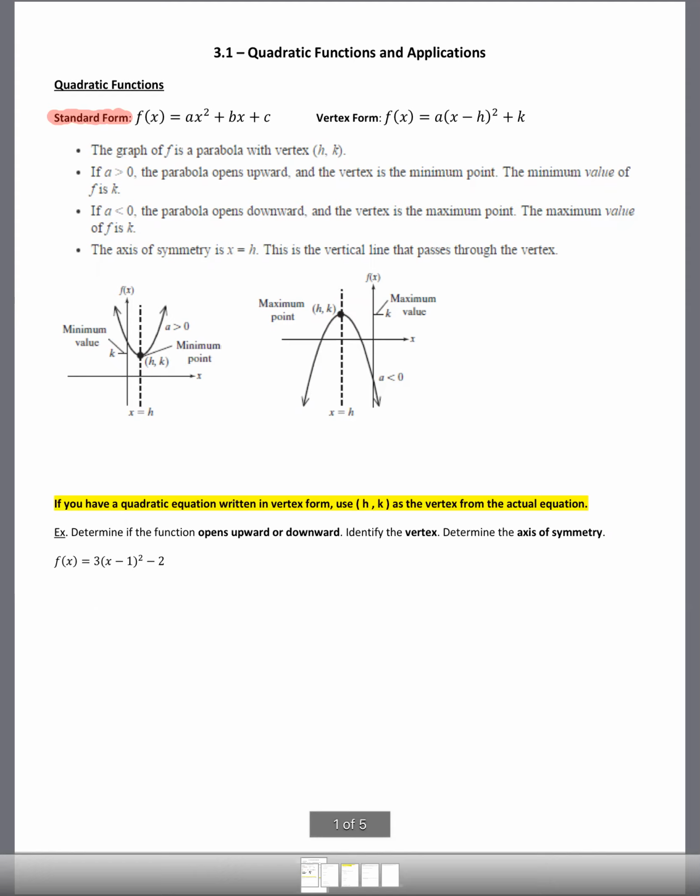Now we write this as a function, where remember f of x is just another way to write the variable y. And so now it allows us to go and graph the actual function itself. We also have a different form of the quadratic function, and it's called the vertex form.